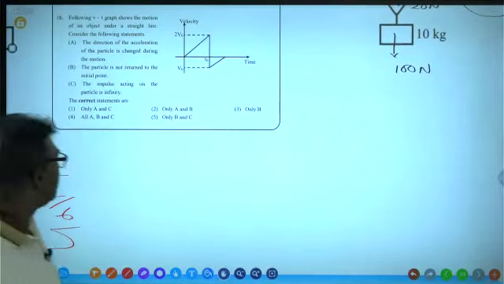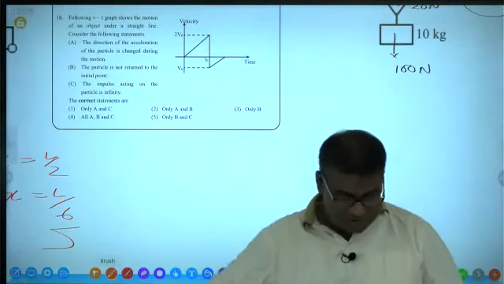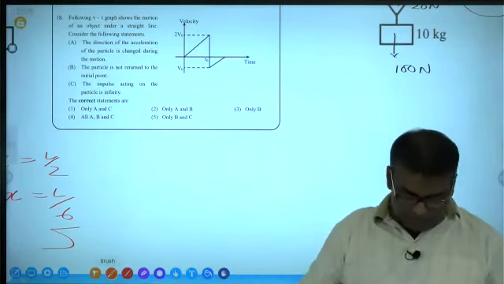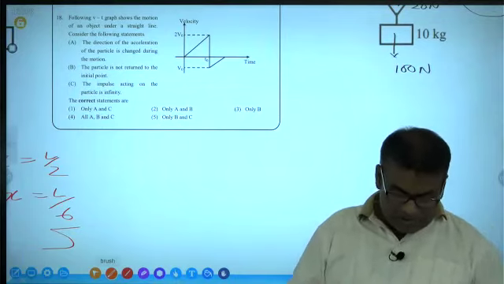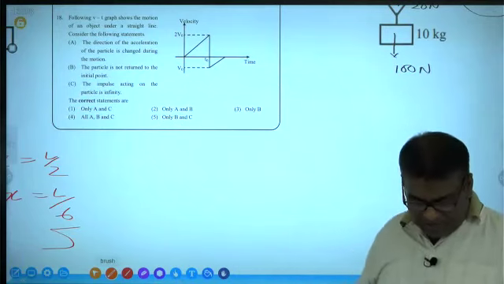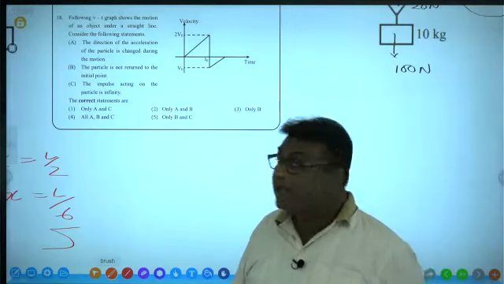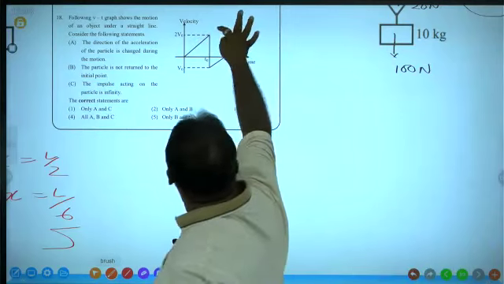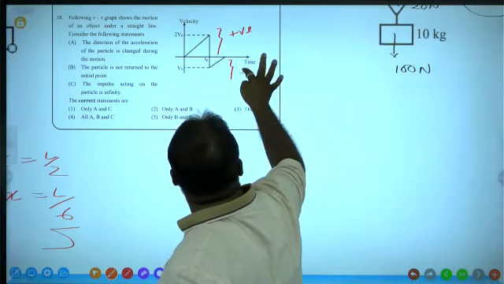The figure shows the motion of an object under a straight line. Consider the following statements. The direction of acceleration of the particle is changed during the motion. This one shows the positive direction here. Positive direction. This one shows the negative direction.